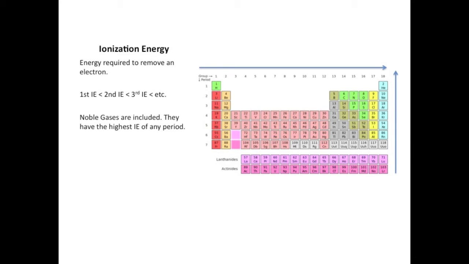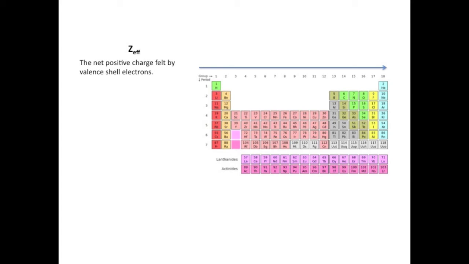Now, this trend does include the noble gases. They do have ionization energies. And as you might imagine, it would require a ton of energy to disrupt a complete octet. And as a result of this, the noble gases do have the highest ionization energies of any column. You can get that from the trend, but it just helps to remember said trend by thinking about it like that.